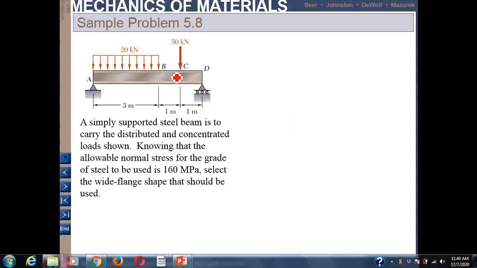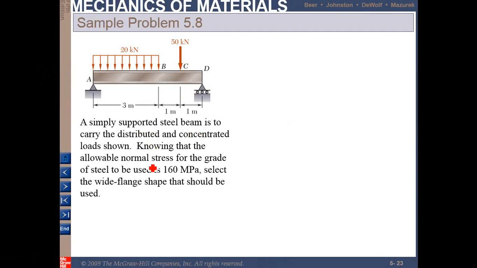Okay, example sample problem 5.8. A simply supported steel beam is to carry the distributed and concentrated load shown, knowing that the allowable normal stress for the grade of steel to be used is 160 megapascal. Select the wide-flange shape that should be used.